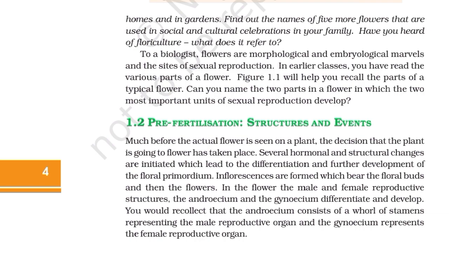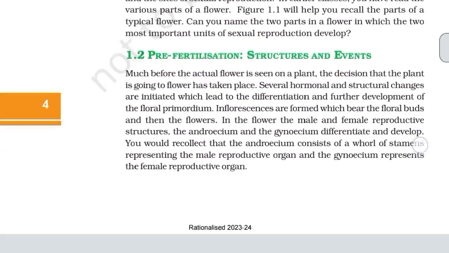In the flower, the male and the female reproductive structures, the androecium and the gynoecium, differentiate and develop. You would recollect that the androecium consists of a whorl of stamens representing the male reproductive organ and the gynoecium represents the female reproductive organ.